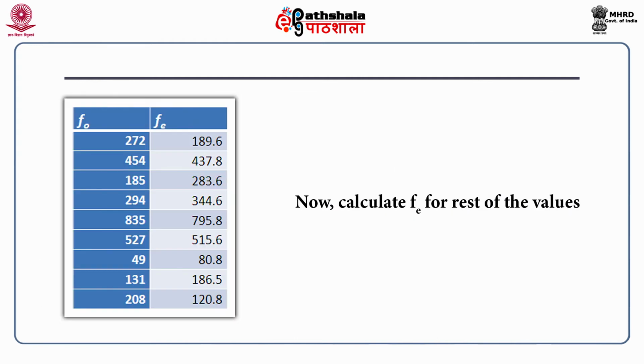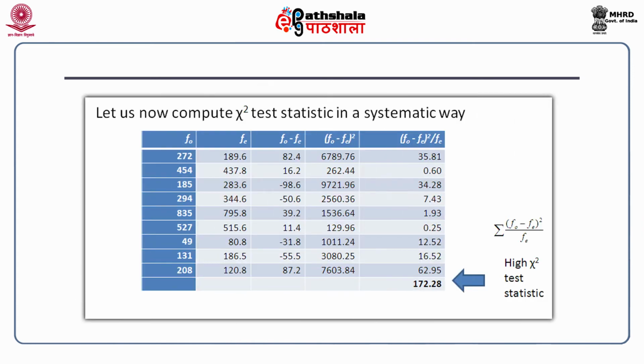Now let us compute the chi-square test statistic in a systematic way. First of all, we already know the FO, the observed frequencies. Now we just calculated the FE, which is the expected frequencies. The next step, the third step, is FO minus FE.